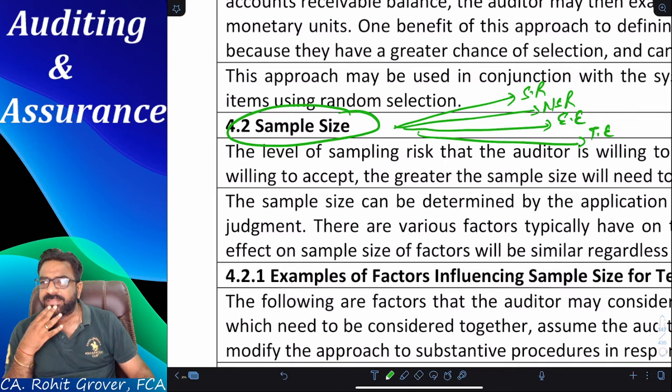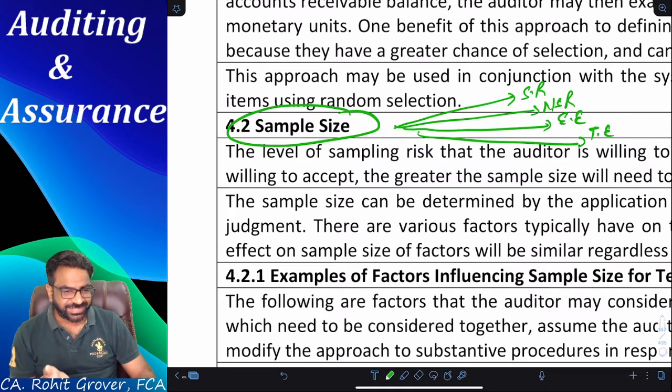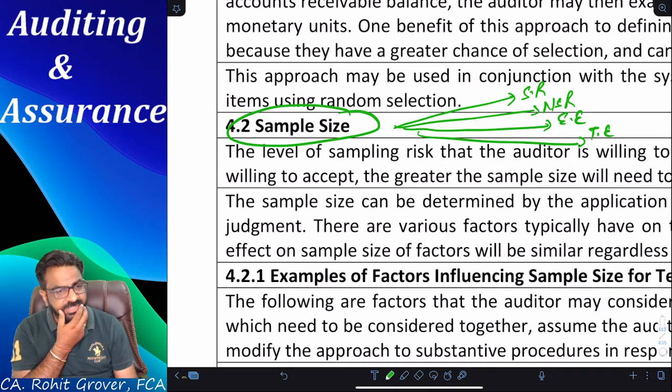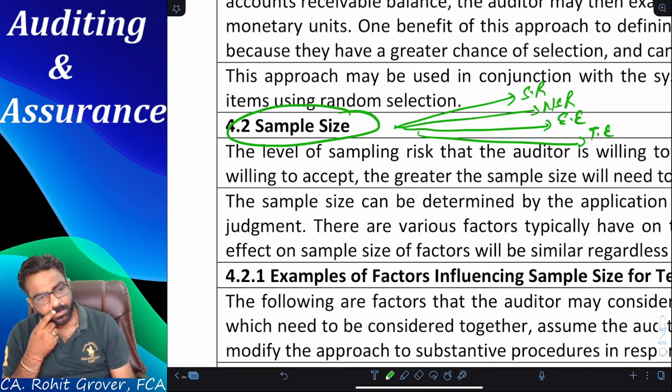Sampling risk is the one where, if we had done an audit of the full population, the conclusion may differ from that. And obviously the conclusion will be better in case of full checking instead of test checking. And that is there only because of the sampling risk involved in test checking. Am I correct or not? Yes. Then what do you mean by non-sampling risk? Any other risk other than sampling risk.